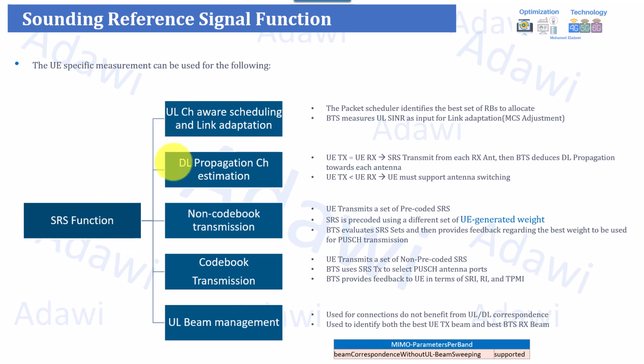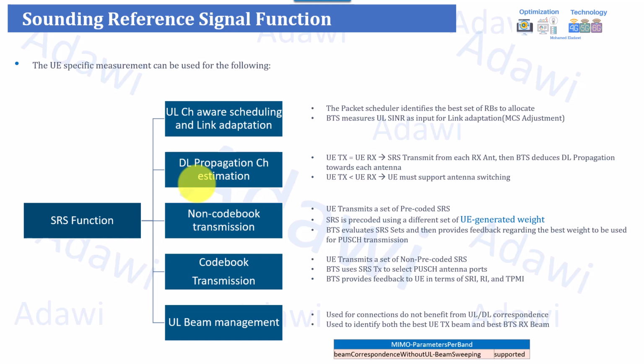In general, we have 5 functions for the SRS. The first is uplink channel aware scheduling and link adaptation. After estimating the uplink channel propagation based on the SRS transmitted from the UE, the gNB can evaluate the MCS and do link adaptation, increasing or reducing the modulation scheme based on the channel propagation. It will also identify how many resource blocks are required for the PUSCH in the uplink direction, in case of uplink data transmission.